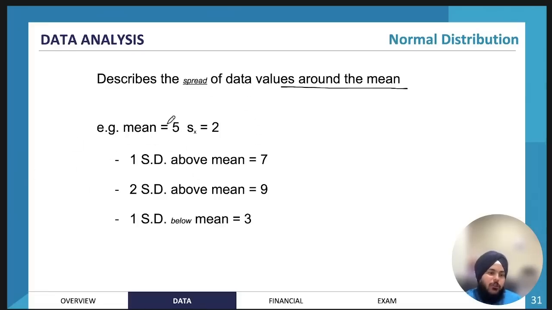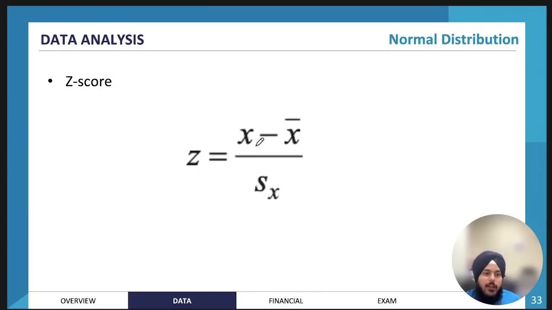So if the mean is 5 and the standard deviation is 2, one standard deviation above the mean would mean 7, whereas one standard deviation below the mean would mean 3. So 5 minus 2 or 5 plus 2. So now that we know what the standard deviation is, and what the mean is, and also what the normal distribution is, we can now use something called a z-score.